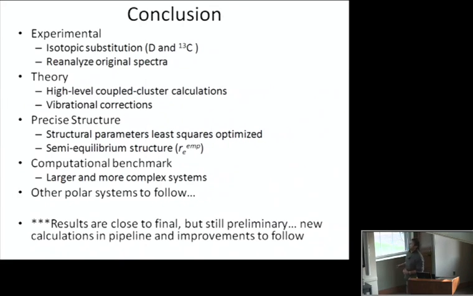So in conclusion, we've conducted the experimental work on phenyl radical using isotopic substitution, single deuterated, and 13C. We reanalyzed the original spectra to give higher accuracy so that we can pinpoint the determined constants, which will then, of course, be used in the determination of the structure. We coupled this with theory, the high-level coupled cluster calculations by John Stanton et al., which included vibrational corrections. And this is all to aim towards a precise structure determination where we use the structural parameters that are least squares optimized and we result in a semi-equilibrium structure.